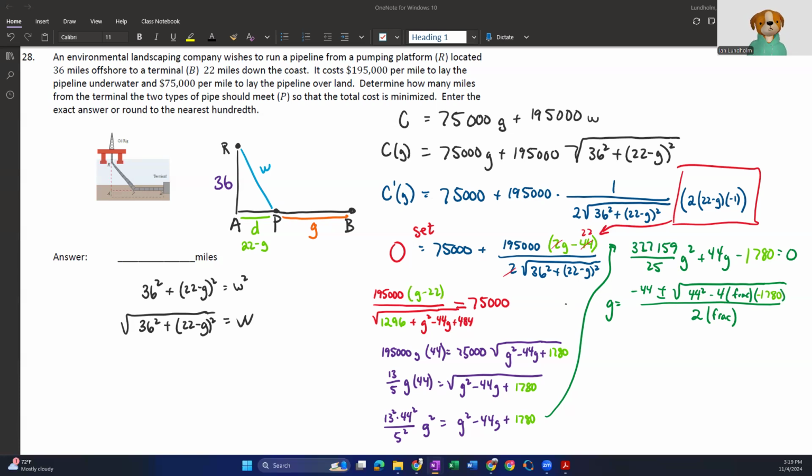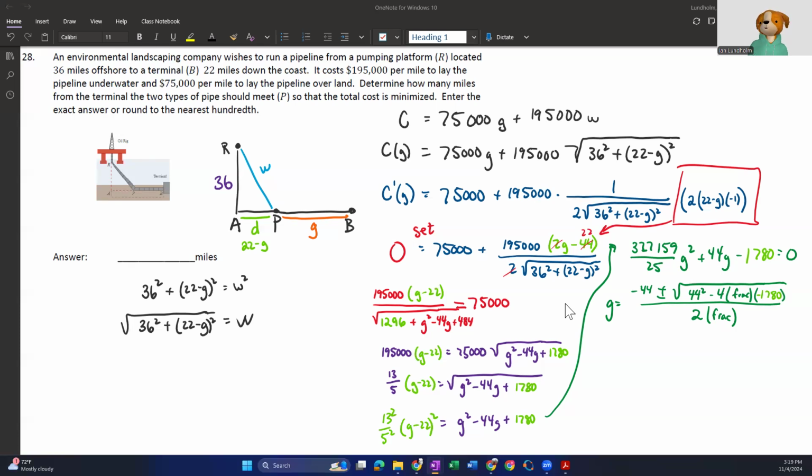Hopefully, though, this is going to make things nicer. So this is ridiculous. That is where we got that gigantic fraction. Okay. G minus 22 is just chilling. And then we're going to square everything. So we get 13 squared over 5 squared times g minus 22 squared. But that's not awful. It's going to be weird, but it's not going to be as bad.